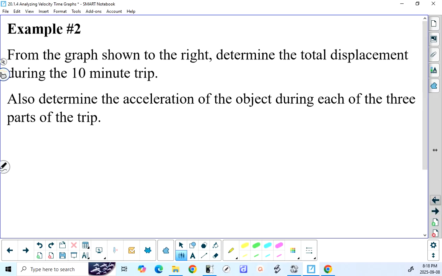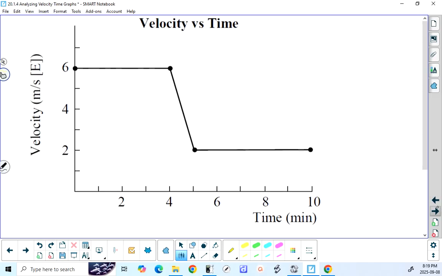All right, example 2. From the graph shown to the right, determine the total displacement during the 10-minute trip, and also during each of the 3 parts of the trip, find the acceleration of the object. So just to talk about this graph briefly, it is a velocity time graph.